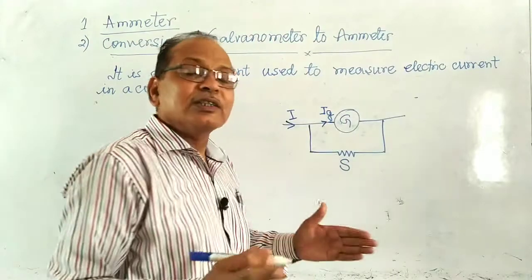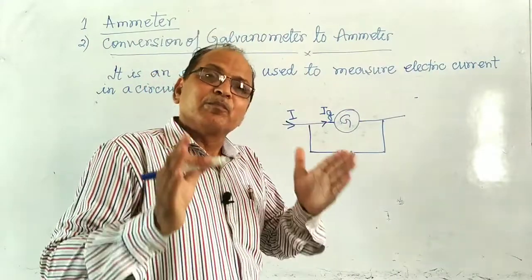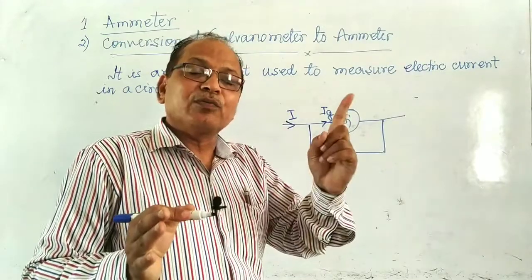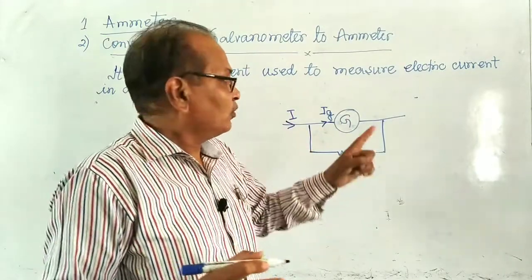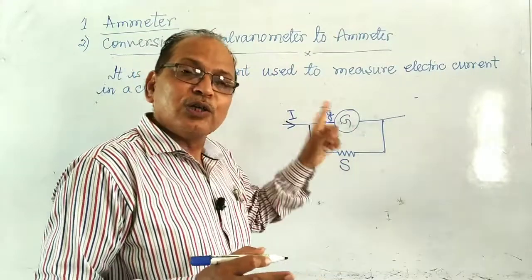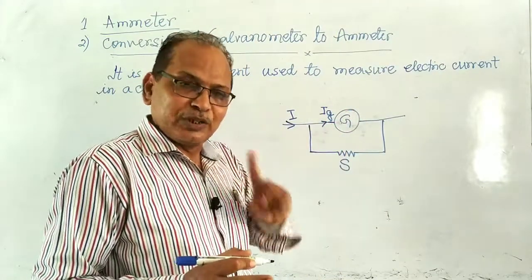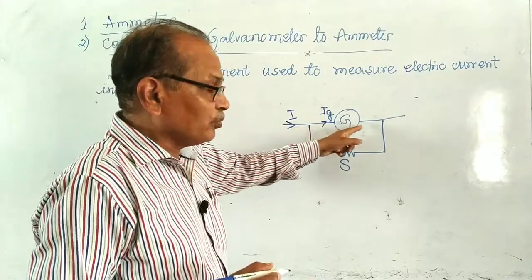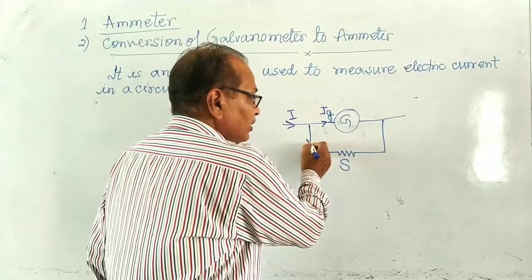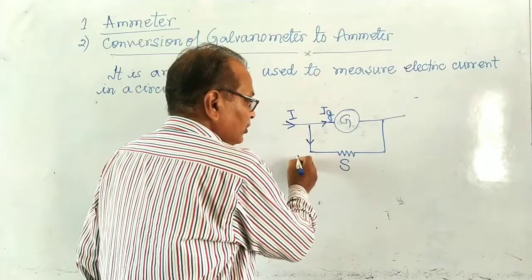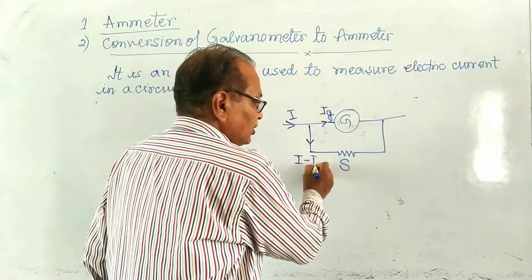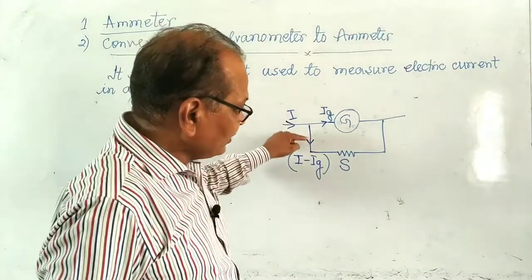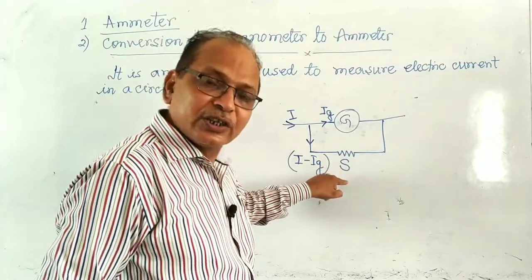Ig is called the full scale deflection current. That is that particular current which gives you the complete deflection of the needle. This amount of current is Ig, the full scale deflection current of the galvanometer. If I is coming out from here and Ig goes from here, what is the remaining value of the current? The remaining value of the current will be I minus Ig, and this I minus Ig flows through the shunt.